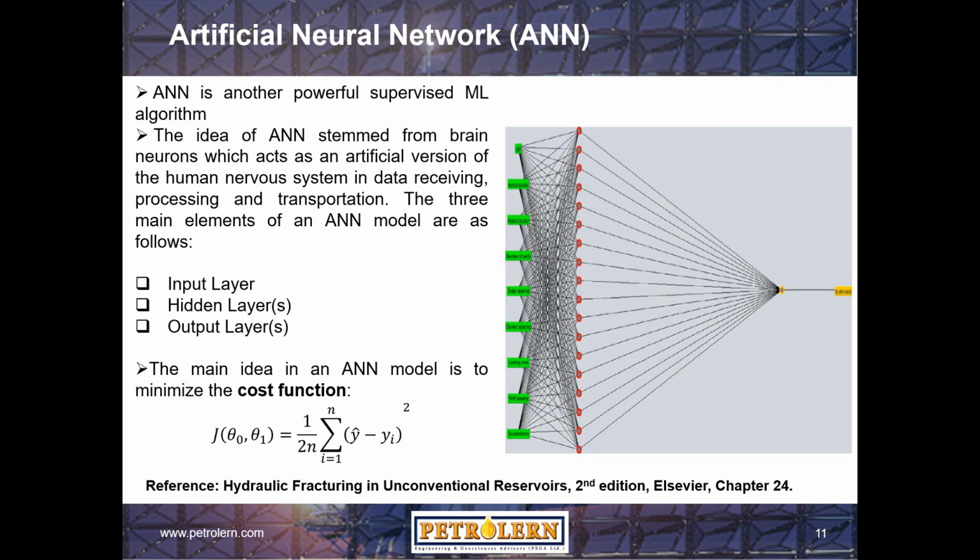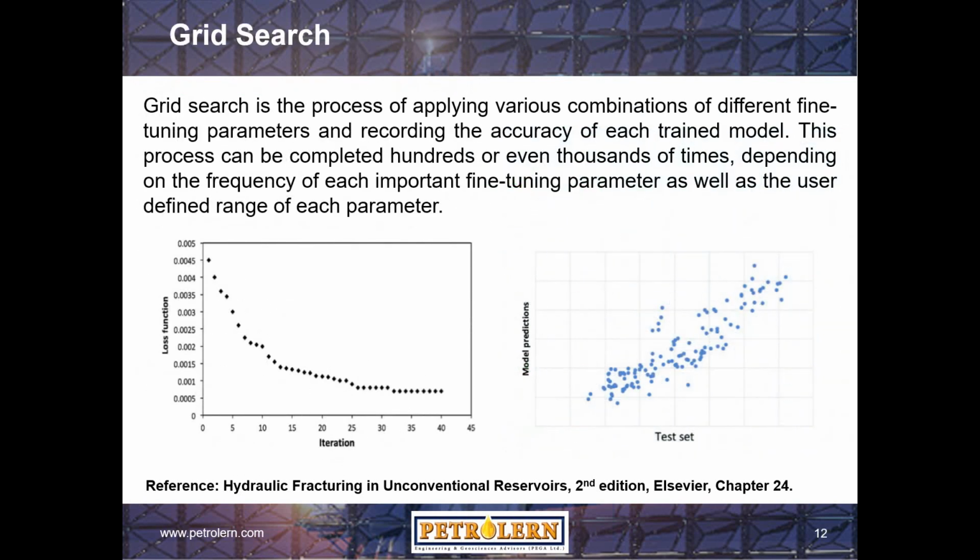So now let's just say I've built a machine learning model. I'm happy with my training accuracy. I'm happy with my testing accuracy. I feel pretty good about it. The next step before you actually do a sensitivity analysis is to do grid search. Now, what in the world is grid search? Well, grid search is the process of applying various combinations of different fine-tuning parameters.